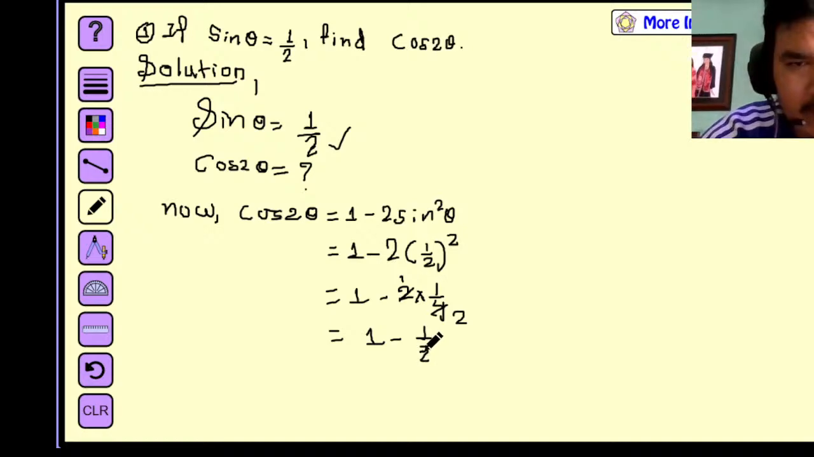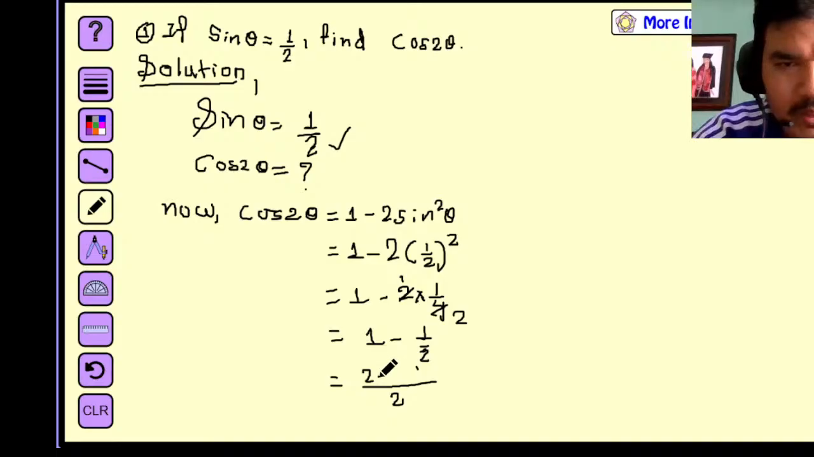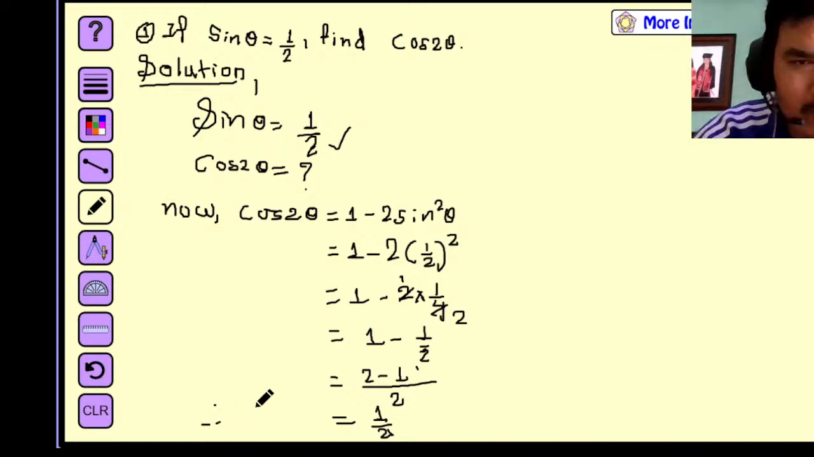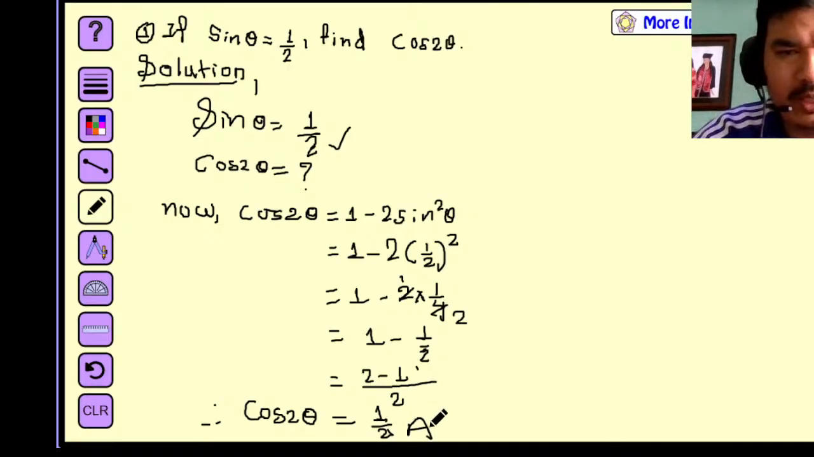Here also we can take the LCM. Look here, children. If you take the LCM, it will be 2, and 2 ones are 2, so 2 minus 1, and when you take the LCM, its answer will come to 1 by 2. Like this we found the value. Therefore, cos 2 theta equals 1 by 2. It is our required answer.